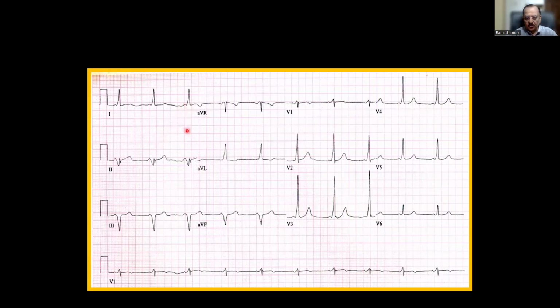Whichever lead shows the P wave nicely, you can choose, no problem, because it will be the same all through the ECG. Sometimes, because of the axis of the P wave, you will not be able to see it in a particular lead. Usually the best lead is lead 2. Whichever lead shows the P wave nicely, you can calculate. See here, nicely it is in here.